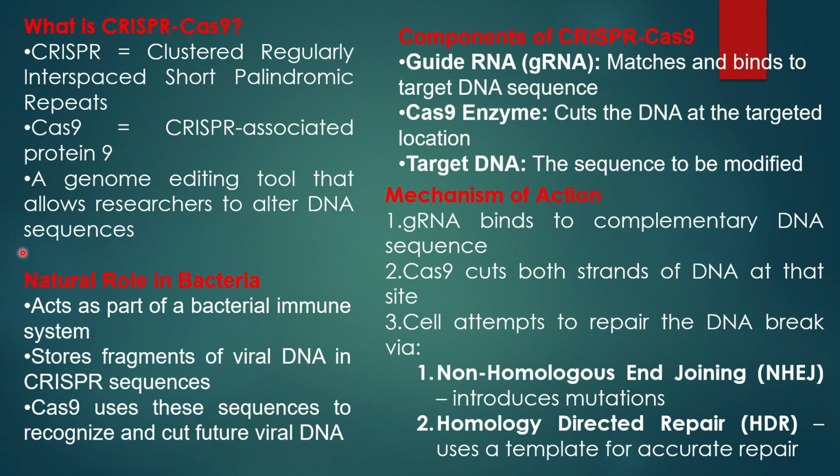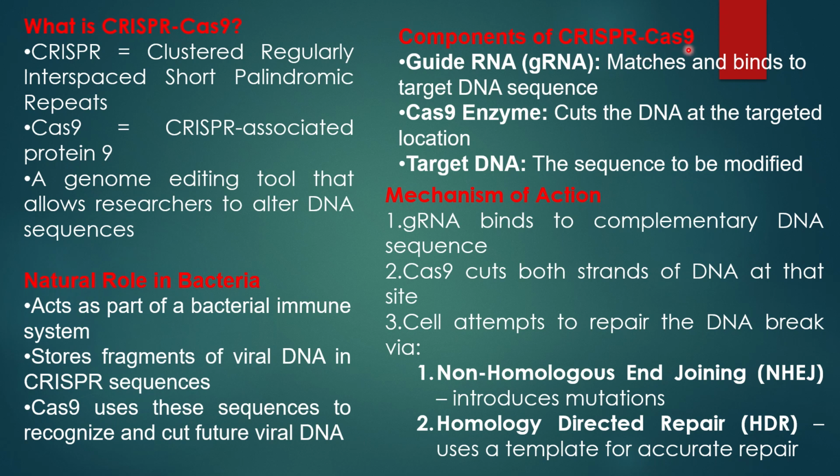This CRISPR system is very much advanced in bacteria and other lower microorganisms. It acts like a bacterial acquired immune system. It stores fragments of viral DNA in CRISPR sequences, and Cas9 uses these sequences to recognize and cut future viral DNAs.